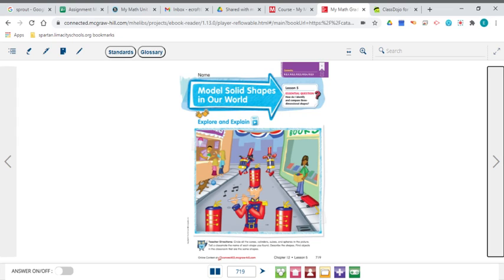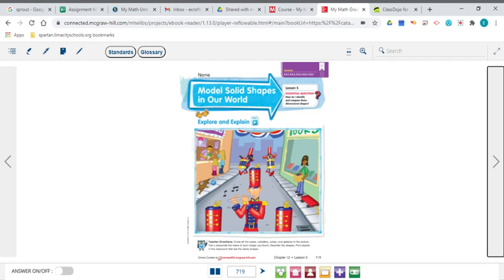Okay, if you will turn in your math book, it'll be my math book 2, to page 719. We are going to be talking more about 3D shapes and how we see 3D shapes in our world as we're just walking down the street.